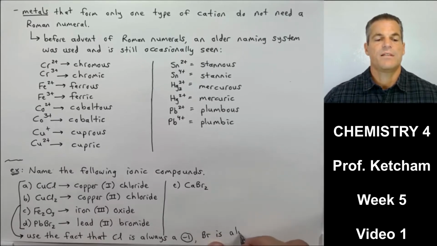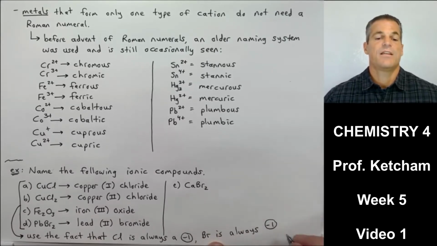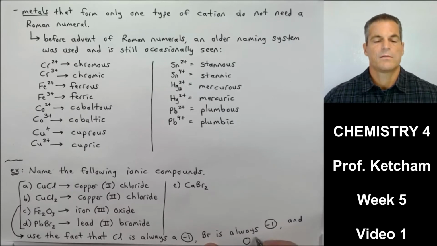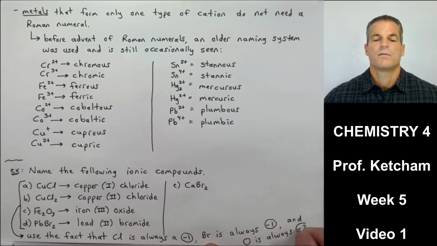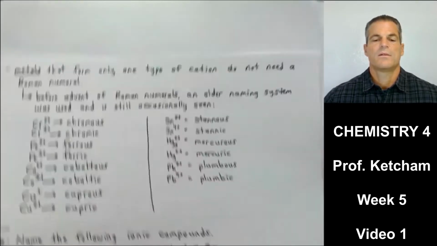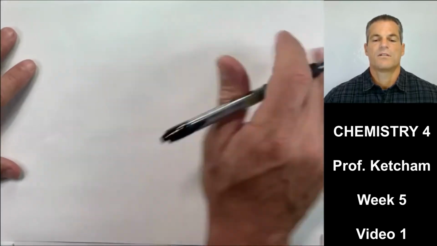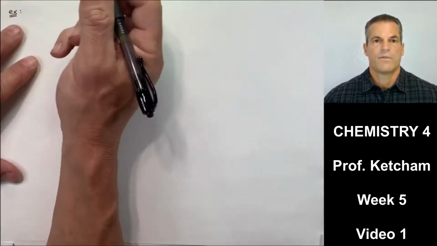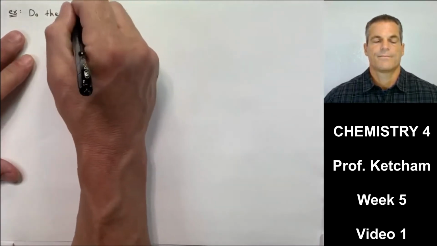So for A, B, C, and D, we can use the fact that Cl is always a -1, Br is always a -1, and oxygen is always a -2 when these guys form anions. All right.